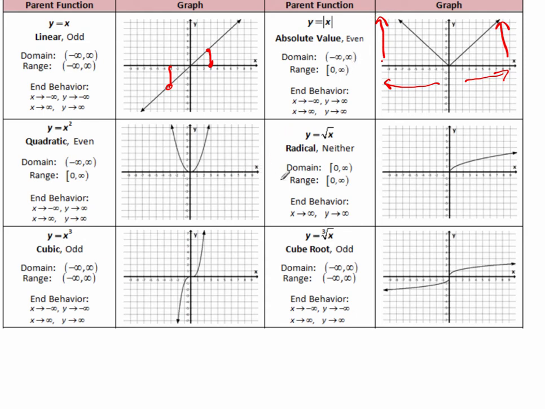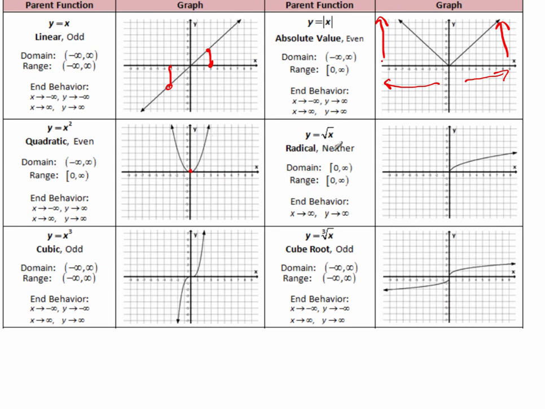Now, y equals x squared is called the quadratic function, and it's even. It has a domain from negative infinity to positive infinity. We can put any number in there. There's no restriction. And the range is from 0 to positive infinity. And we can have that 0 in there.